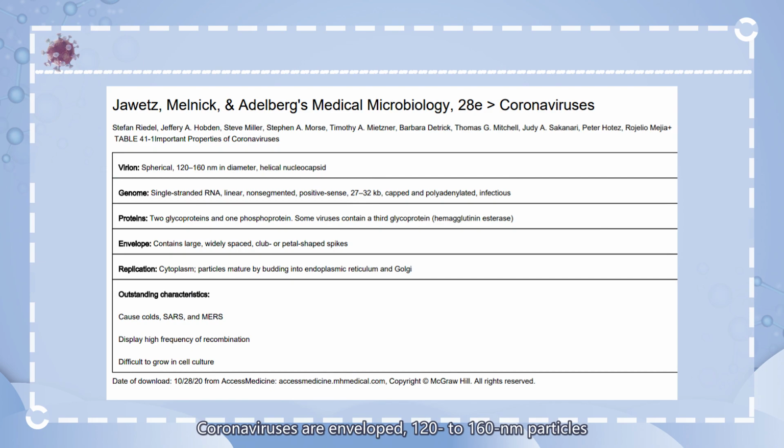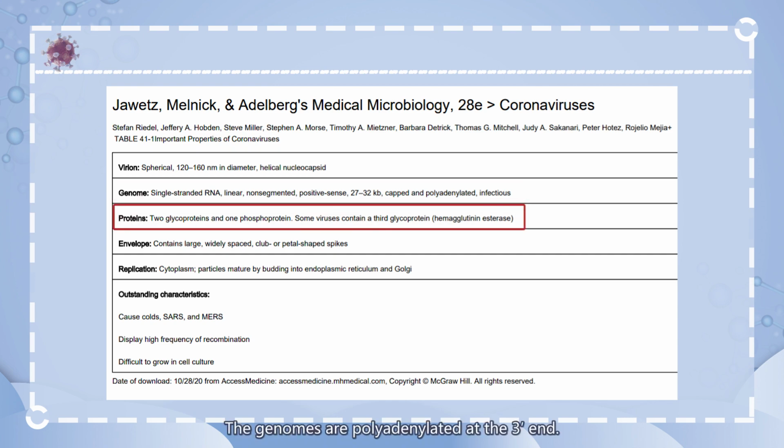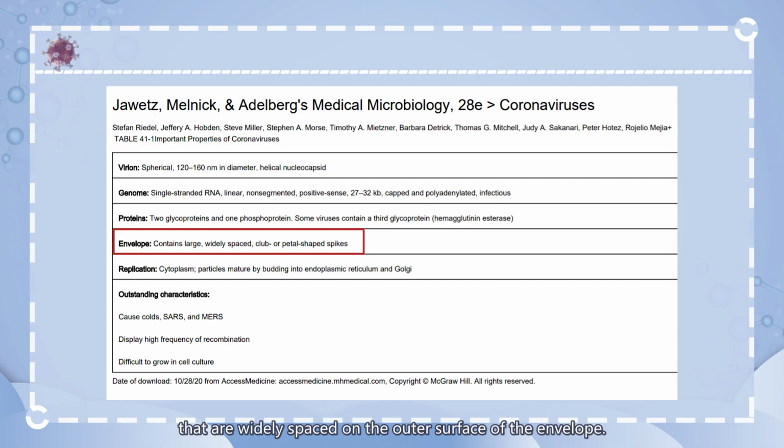Coronaviruses are enveloped 120 to 160 nanometer particles that contain an unsegmented genome of single-stranded positive-sense RNA, the largest genome among RNA viruses. The genomes are polyadenylated at the 3' end. Isolated genomic RNA is infectious. The helical nucleocapsid is 9 to 11 nanometers in diameter. There are 20 nanometer long club or petal-shaped projections that are widely spaced on the outer surface of the envelope.